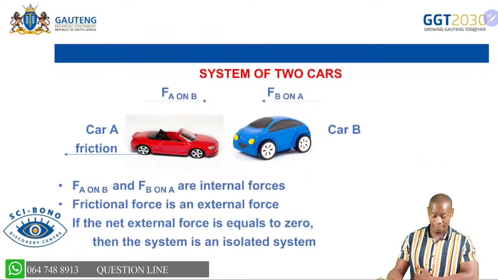I want to go back. Yes. So when it comes to this slide, this is our system, right? It involves how many cars? Two cars. So car A and what?